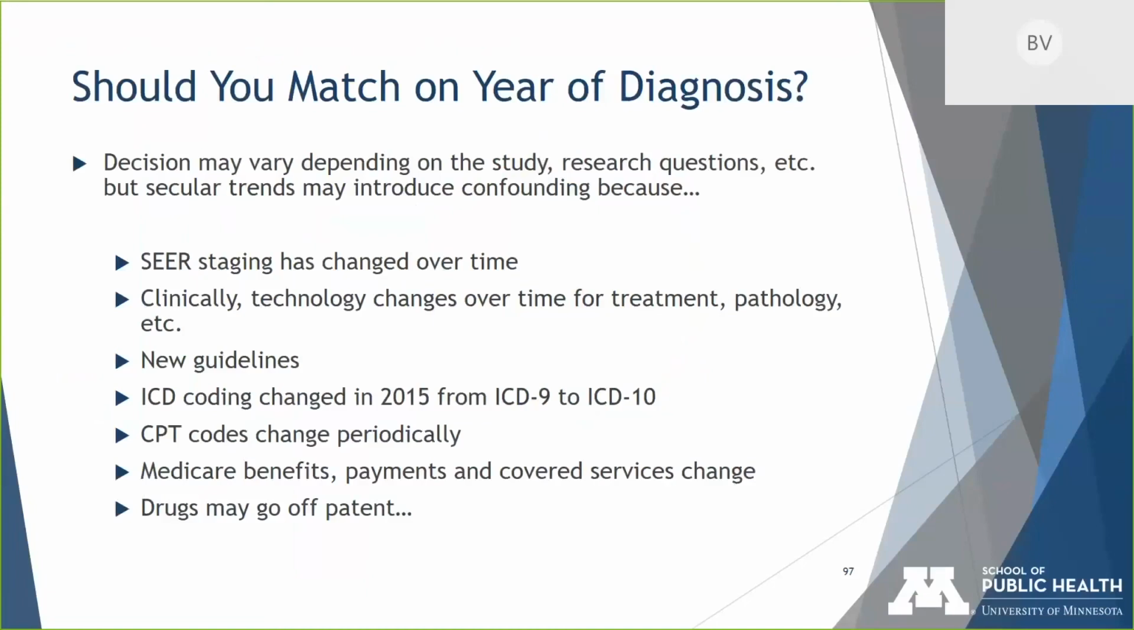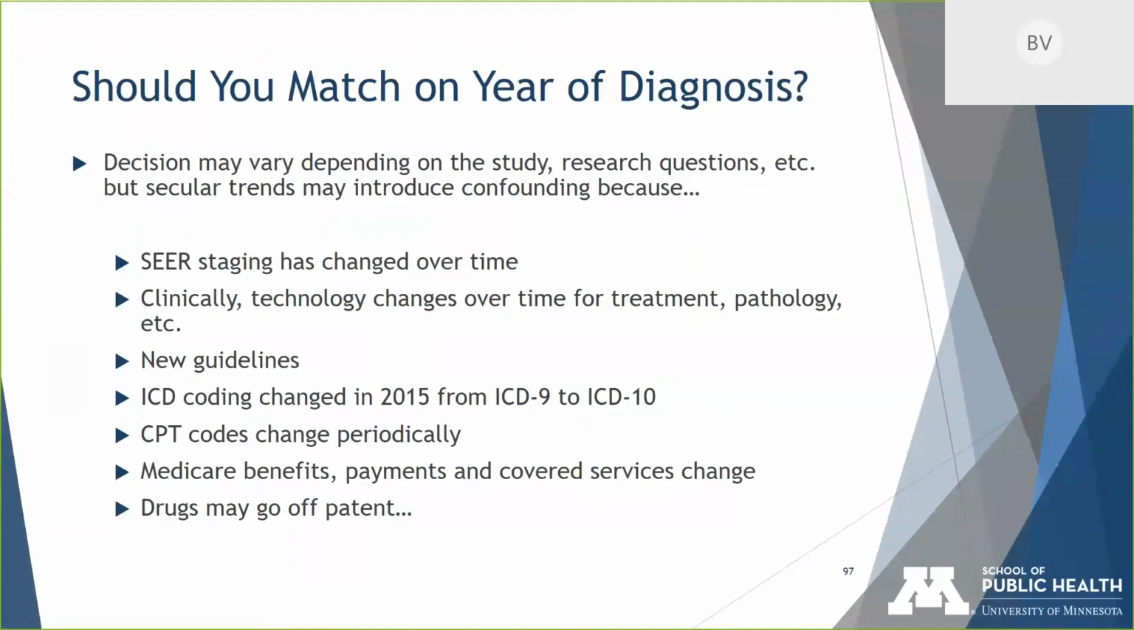When you're thinking about your comparison population, we talked a little bit about how you anchor them or whether you should match them in some way, and a common question is, do we just match on year of diagnosis? That's an important thing to consider, and it depends on the study question, obviously, but there may be secular trends that you want to make sure you're accounting for that matching on year of diagnosis might help with.